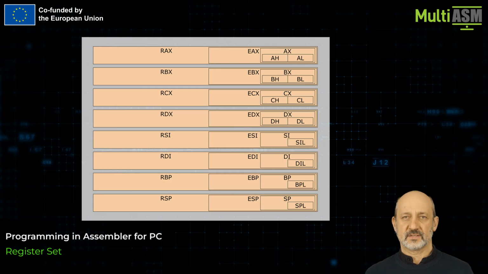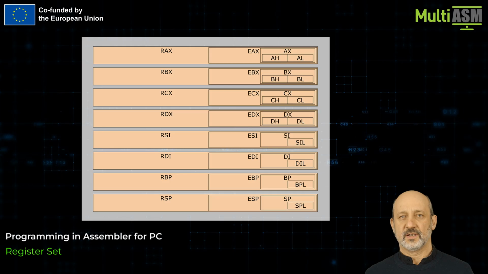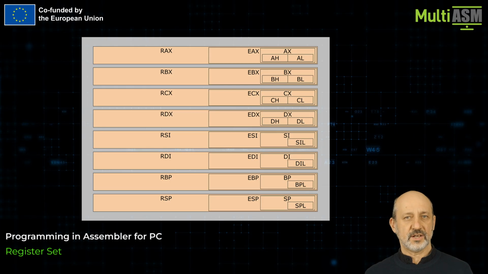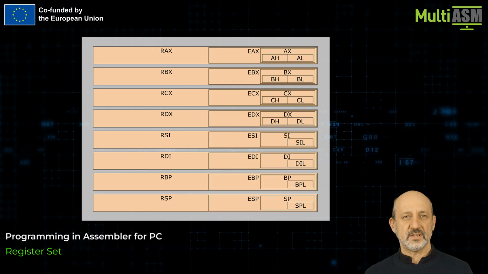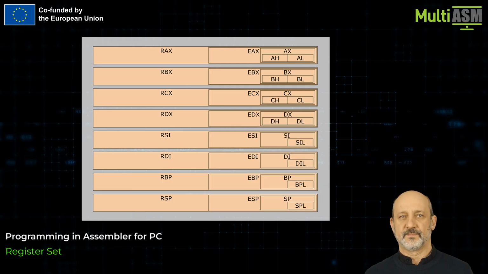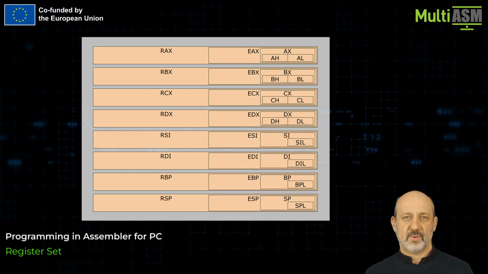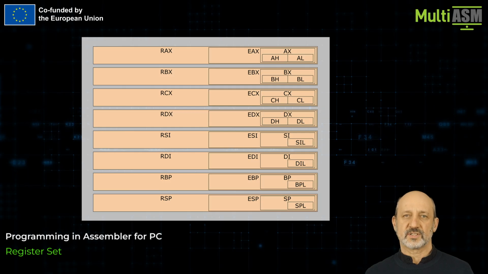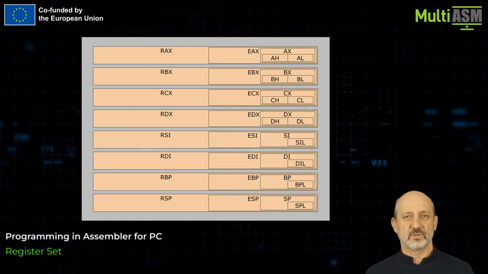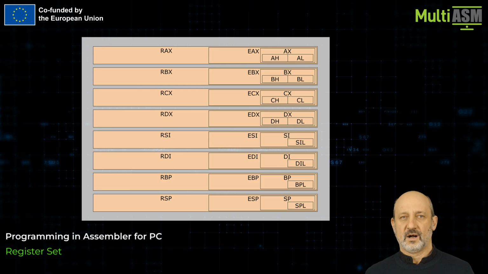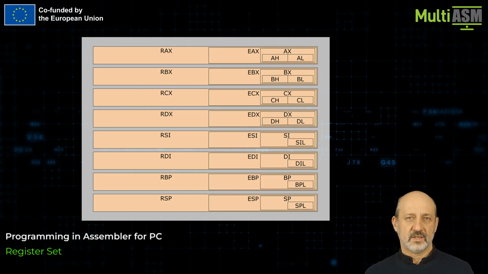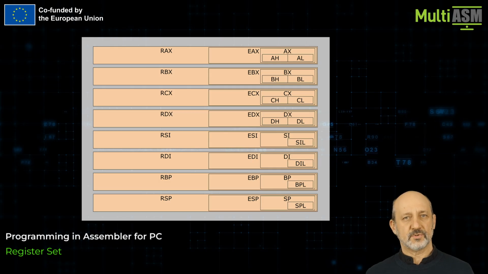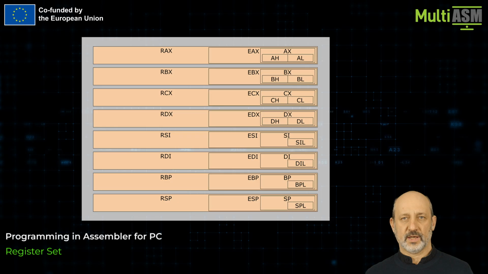RSI, source index, is used for addressing source data tables or strings. RDI, destination index, is used for addressing destination data tables or strings. RBP, base pointer, often used for accessing the so-called stack frame, which is a place for arguments and local variables inside functions. RSP, stack pointer, it is used for stack manipulation, automatically handles storing and retrieving the return address of procedures while calling and returning.